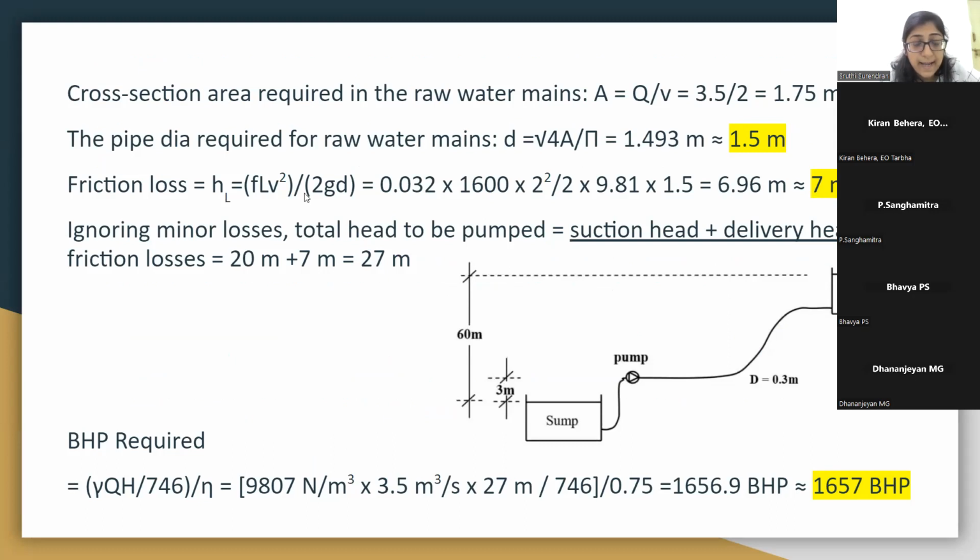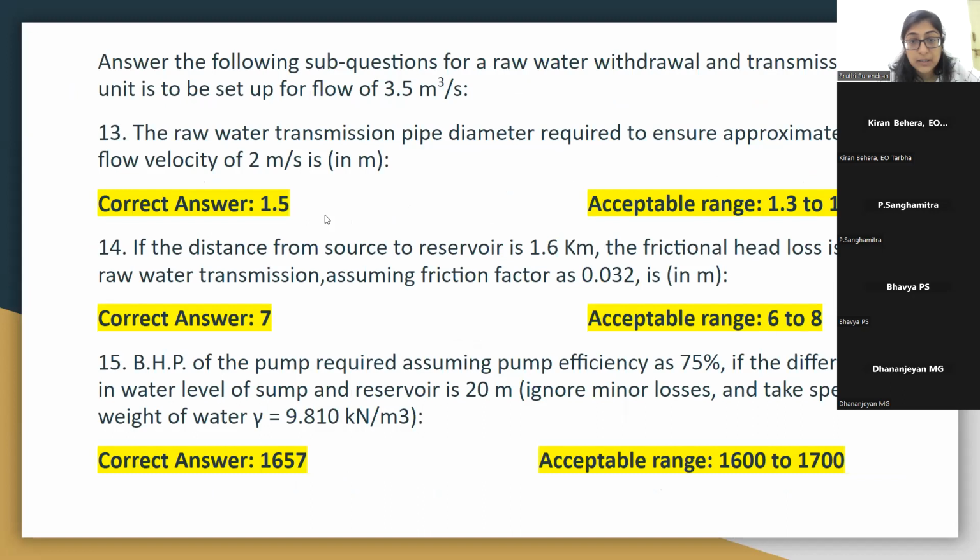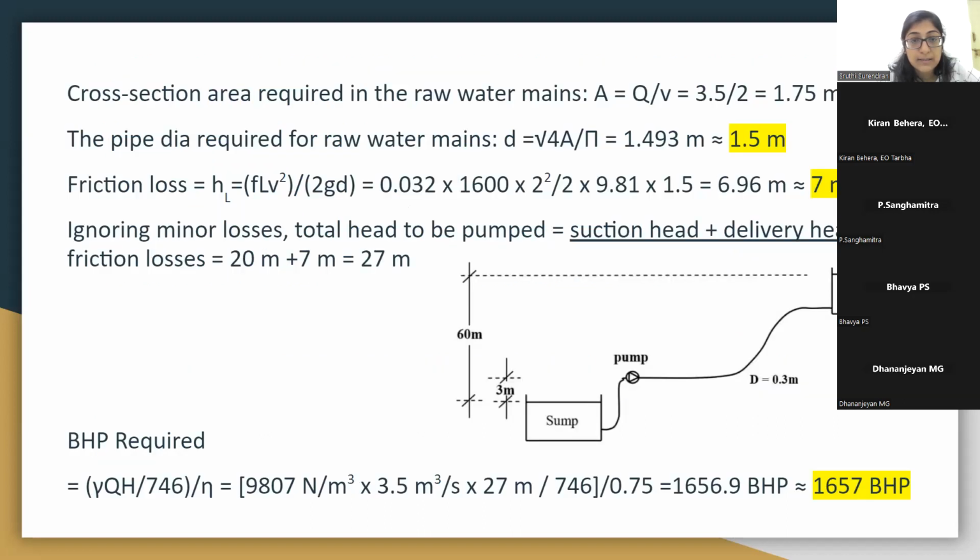2GD. And here we have been provided with the statistics. F is equal to 0.032. L has been given here as 1.6 kilometers. So we have to convert that to meters. So it will be 1600 meters. Velocity has been earlier given as 2 meter per second. So 2 square divided by 2 into G value is 9.81 and D value is what we have found here, 1.5. So putting it directly in this formula, we will get the head loss due to friction is going to be almost 7 meters.